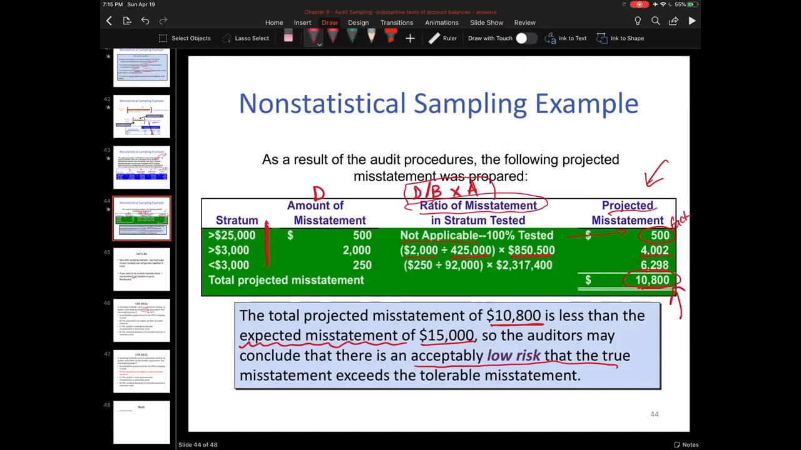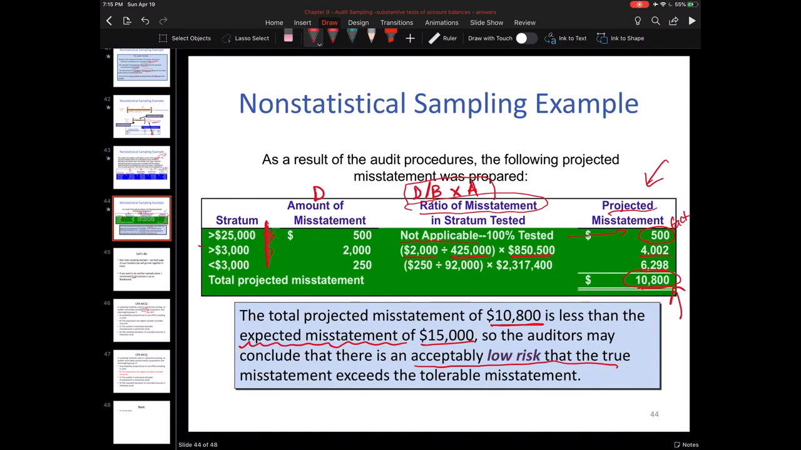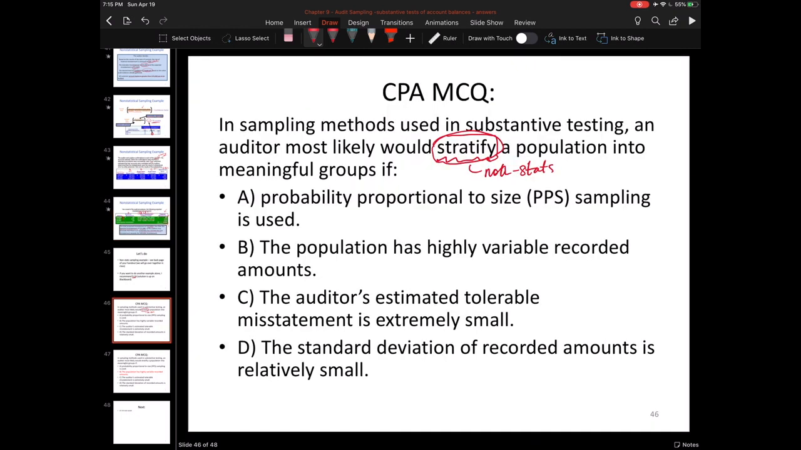I also know the reason why I was stratifying this population into layers was because the sizes of the various accounts were really different. And some of them were very large. Some of them were individually significant. So I wanted to make sure I tested those. So now coming back and looking at the answers, I see A, probability proportional to size sampling is used. So we know PPS is the same as MUS sampling. So this answer is inconsistent with the question.